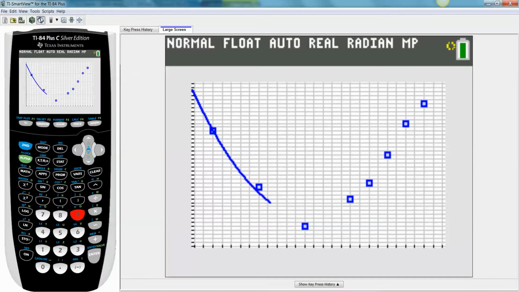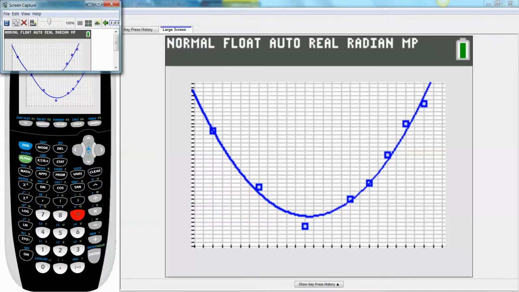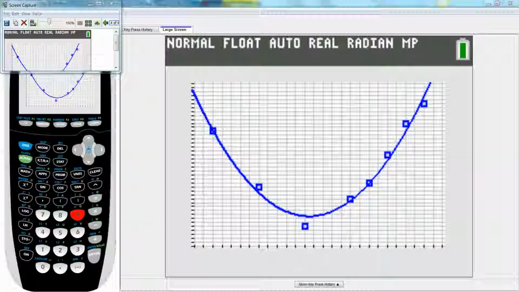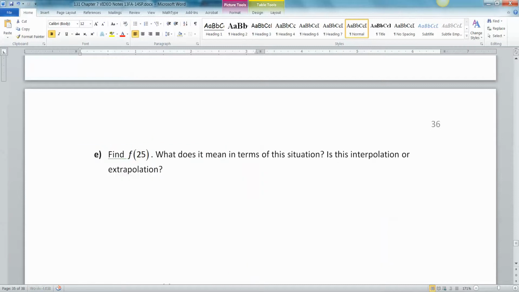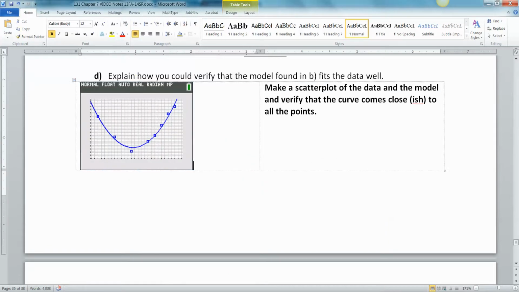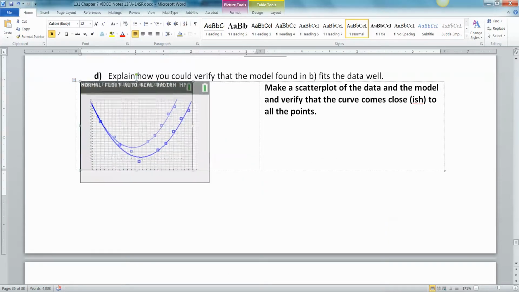There's the scatter plot, and there's the curve. And now you'll draw a sketch of that on your paper. I have the advantage because I can just copy and paste right from my computer screen. But you would have to draw a picture that looks like that.